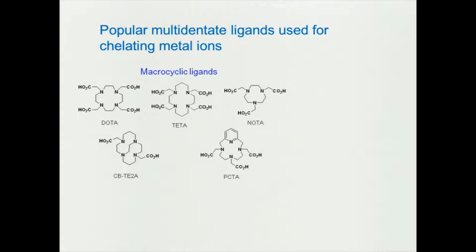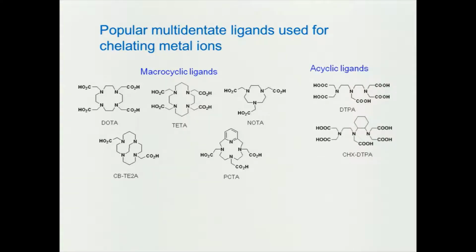We also have a number of other larger macrocyclic structures like this that are well looked at for copper. We have smaller ones that work well for gallium, and we have very rigid structures that form very inert complexes with copper. And then we have ligands like PCTA, which can also be used to make luminescent derivatives. The acyclic ligand systems are well studied too, and there are many examples of these, not only in diagnostic agents, but in therapeutic agents.